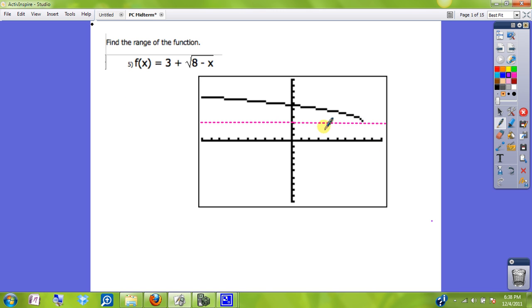In this case, the floor of this graph is at 3, and I drew that line just to emphasize that. And then a square root function, as we know, continues to rise without bounds, so it would be infinity.